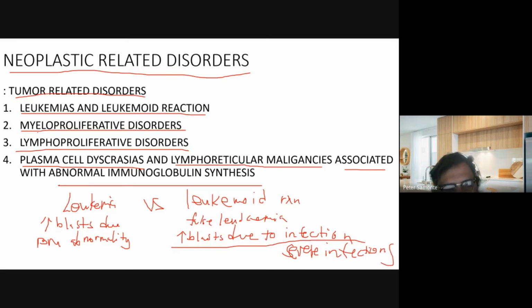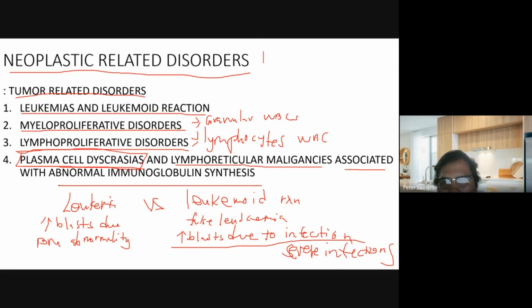Then we have myeloproliferative and lymphoproliferative. To simplify this class, your myeloproliferative would involve your granular WBCs. Yung mga neutro nyo, yung mga eosinophil, yung mga baso. While your lympho would involve your lymphocytic WBC, your lymphocytes. Then we have here plasma cell dyscrasia.